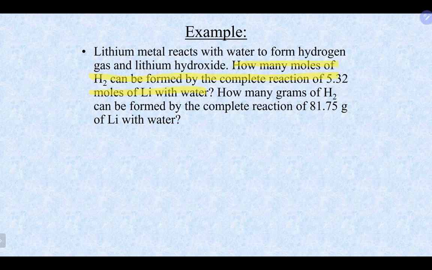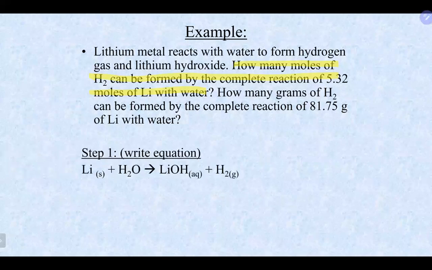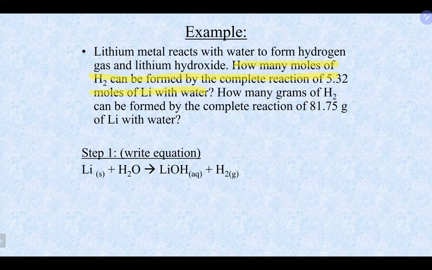All right, so in this case, we don't have an equation, so we'll talk about it here before we get started. Lithium metal is Li, reacts with water, which is H2O, to form hydrogen gas, which is H2, plus some lithium hydroxide. So that is the equation that you should get. Now you follow the other 4 steps there, which means you might need to balance it.